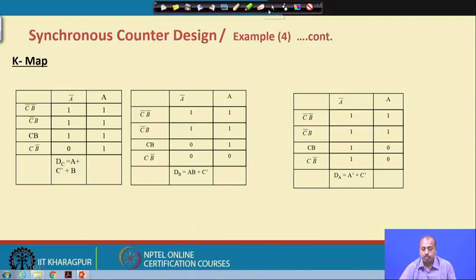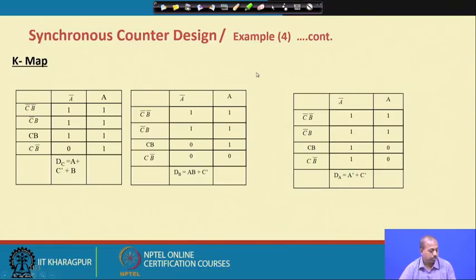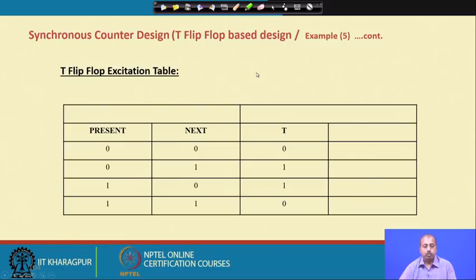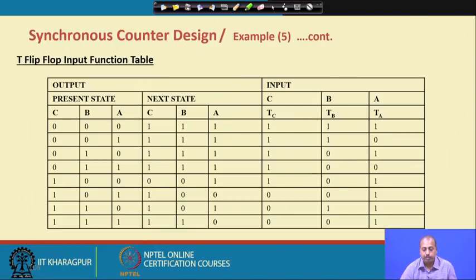So, you can also design counters using T flip flop. For example, this T flip flop excitation table is like this: for 0 to 0 transition, T should be 0. For 1 to 1 transition also, T should be 0. For 0 to 1 or 1 to 0 transition, T input should be equal to 1. So, that is the excitation table of T flip flop.